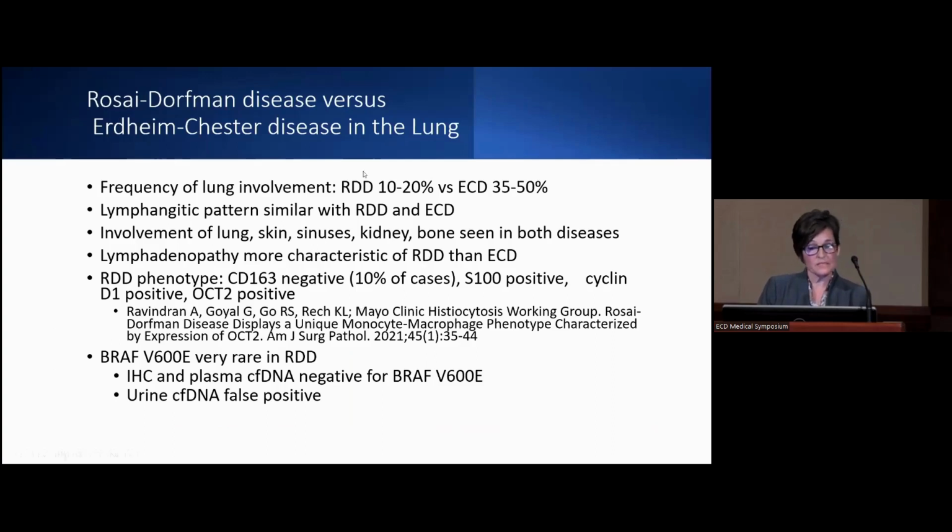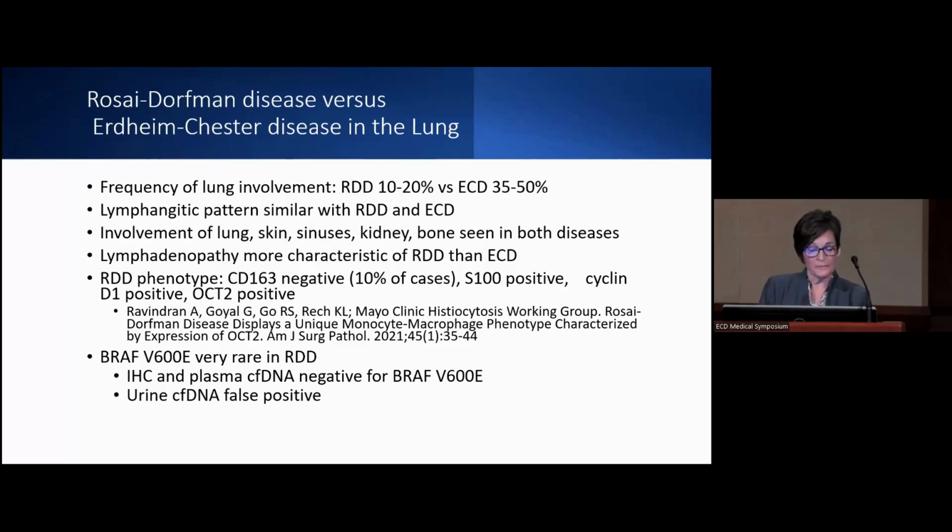Rosai-Dorfman disease involving the lung is a little bit less common than ECD involving the lung, with about 10 to 20% of cases. It has a lymphangitic pattern similar to ECD. The other systemic findings in this patient, with involvement of lung, skin, sinuses, kidney, and bone, can be seen in both diseases. However, the lymphadenopathy seen in this patient maybe is more suggestive that RDD fits better in this case.